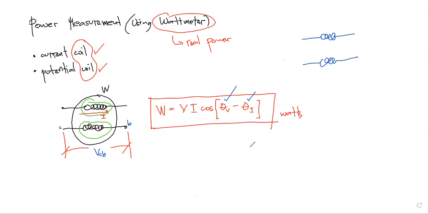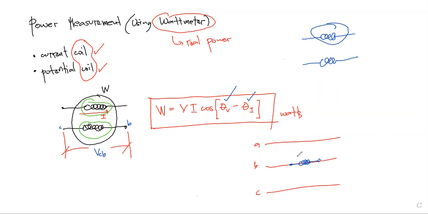So for example, in a three-phase line, that would be line A, line B, and line C. For example, if the current coil must indicate the current flowing in line B, then this current coil must be inserted in line B. What do we mean by inserted? It must be connected in series. So this would be the location of the current coil.